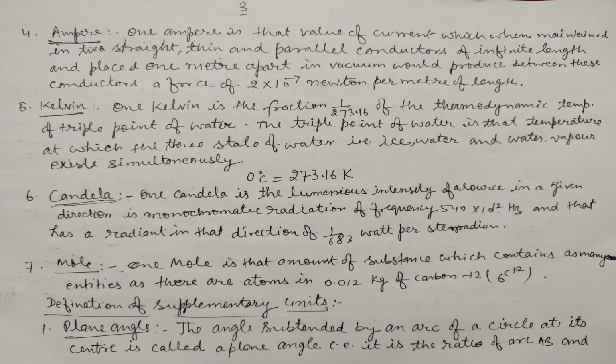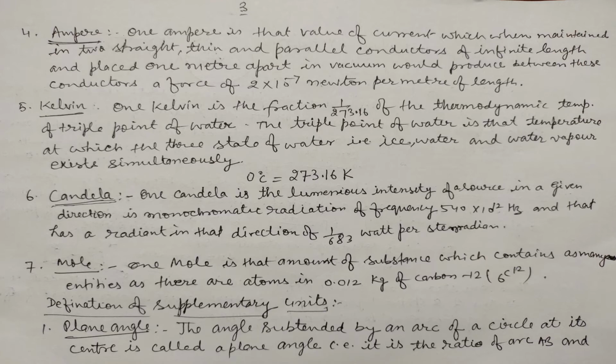The third one is the second. 1 second is the duration of 9,192,631,770 periods of the radiation corresponding to the transition between two hyperfine levels of the ground state of the cesium-133 atom. These are the standard definitions, so you can also read them from the book.